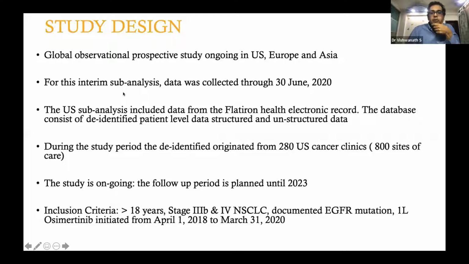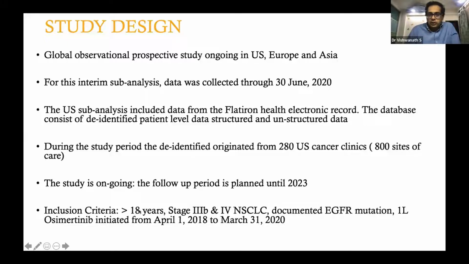So this was a global observational prospective study going on in the US, Europe, and Asia. And this was an interim analysis. The data was collected through 30th June 2020. And this was a sub-analysis which included data from the Flatiron Health electronic record. And the study is ongoing, and they're also planning follow-up till 2023.